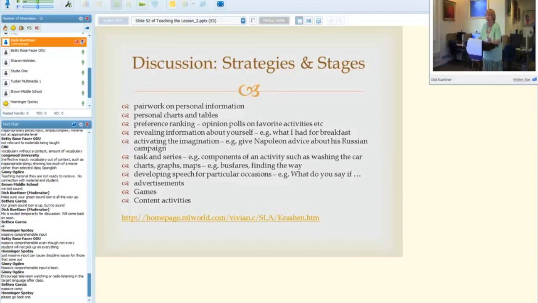We had a good discussion about where we would put some of these and how these could cross over from one level to another, one stage to another. I'm sure you can come up with many more, but this might give you some ideas that you can look back at later and see how you can use them in your classroom.